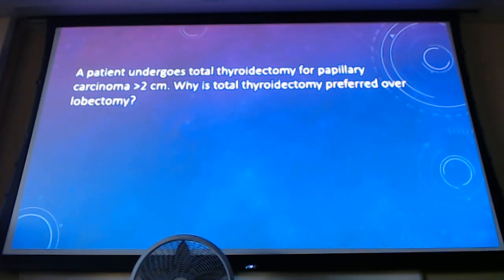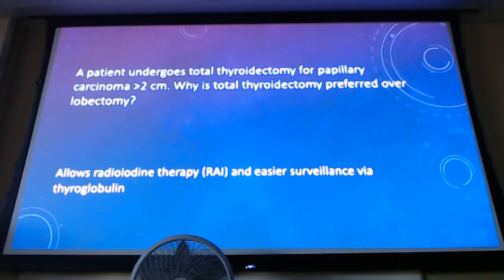Alright, a patient undergoes a total thyroidectomy for papillary carcinoma that was greater than 3 centimeters. Why is total thyroidectomy preferred over lobectomy? Why do we want to just take the whole thing? For recurrence? We can still do radioiodine therapy. Okay, and surveillance.